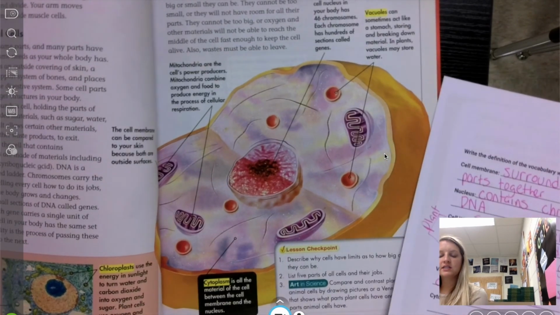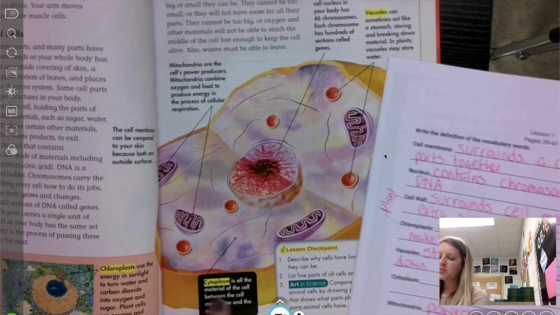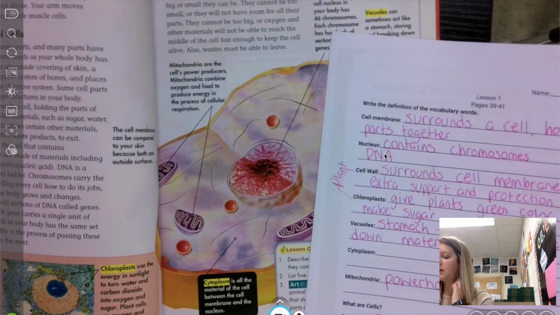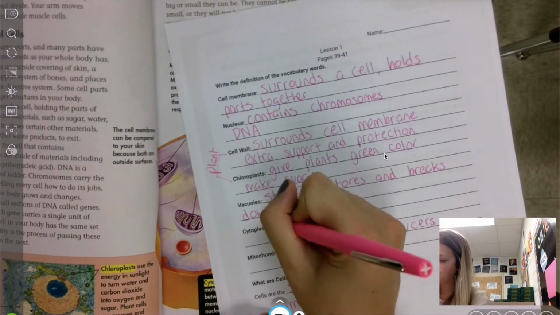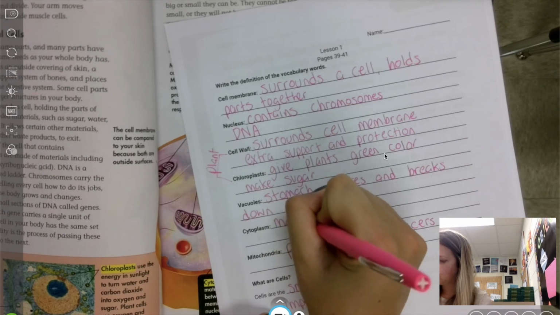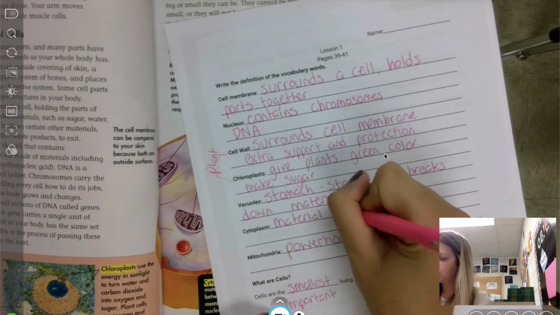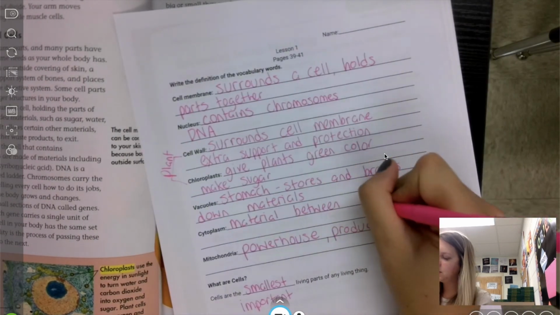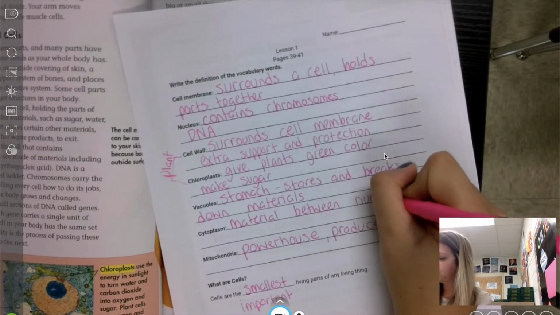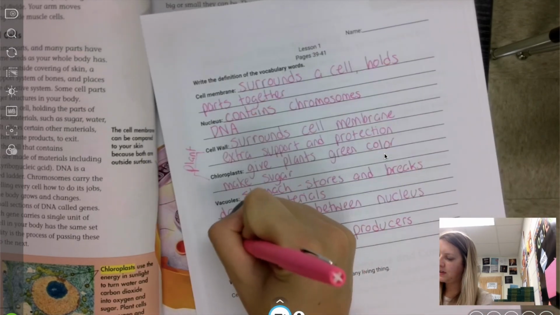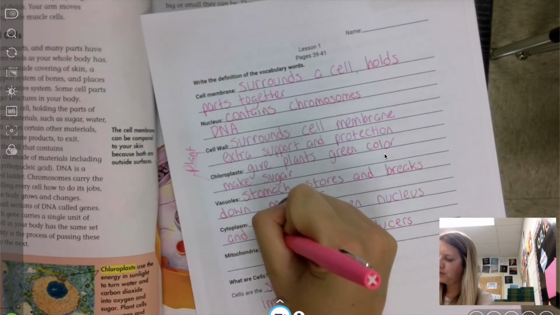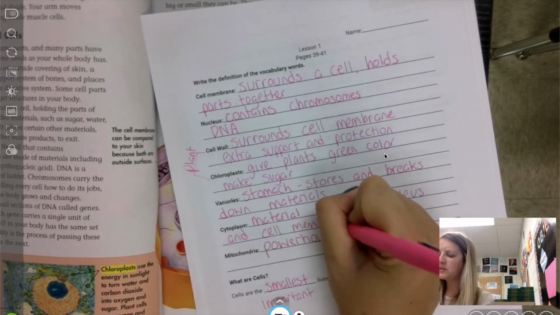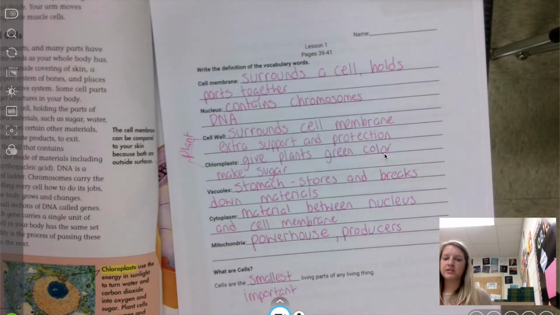And then last is the cytoplasm. The cytoplasm is all the material of the cell between the cell membrane and the nucleus. So the material between the nucleus and cell membrane. So it's just kind of that extra stuff in between. And that job is important too. It kind of fills the space right there.